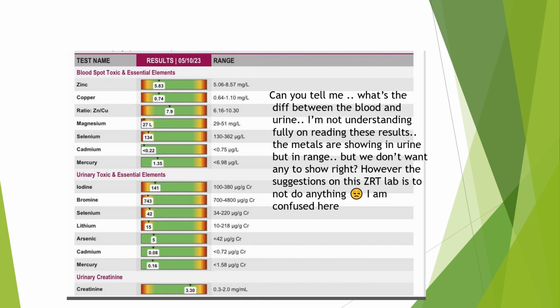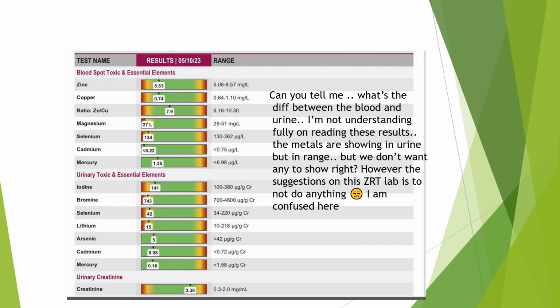So I'm just going to speak generally about this and hopefully give some insight based on the question that is posted here. I cut and pasted it there so I didn't have to toggle between multiple devices. I'm just reading it out loud in case somebody's listening in the background. The question was, can you tell me what's the difference between the blood and urine? I'm not understanding fully on reading these results.